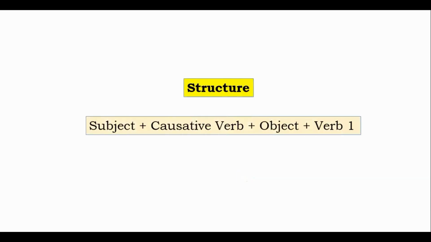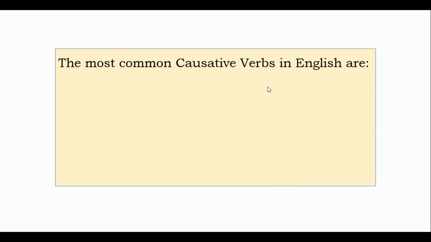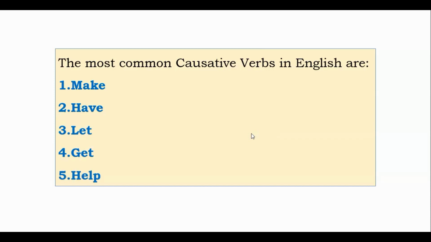Structure of the sentences that have causative verbs is subject plus causative verb plus object plus verb V1. The most common causative verbs in English are make, have, let, get and help. Okay, these five are most commonly used causative verbs in English. There are many other verbs as well, but they don't need much explanation. They are self-explanatory. Let us look at the usage of make.